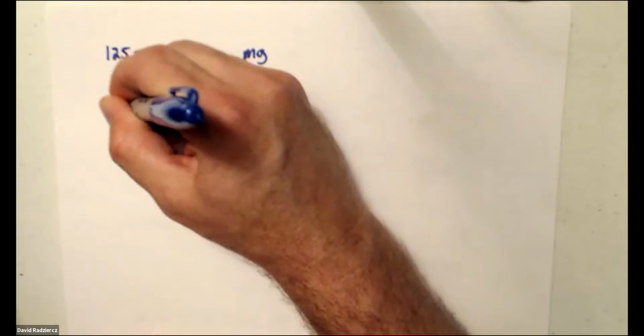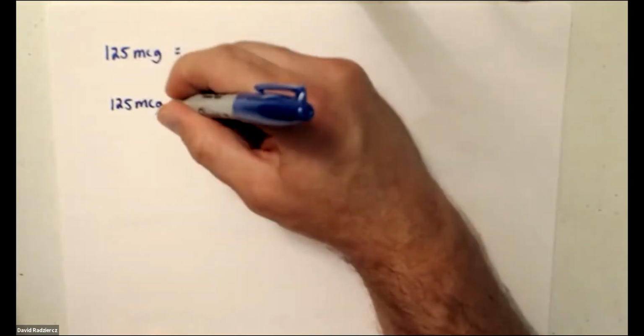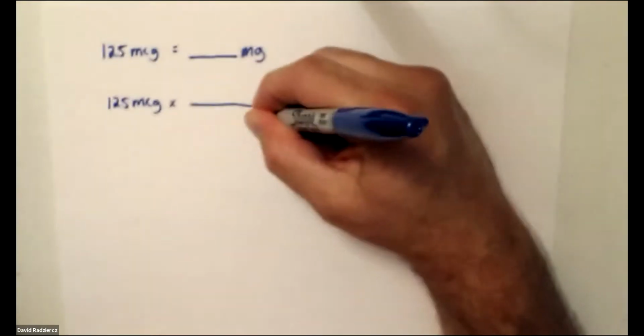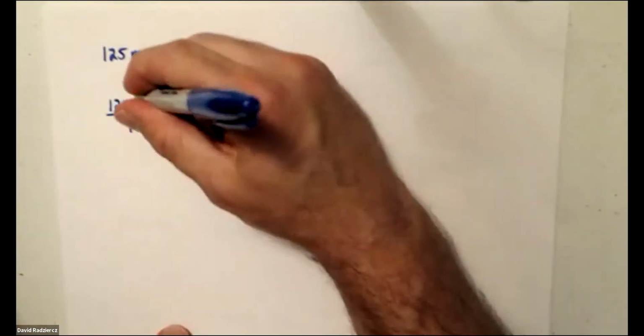So step 1, I have 125 micrograms, but I need to convert micrograms to milligrams. And I already have to know that I can convert micrograms to milligrams. So what do I want? I want milligrams. And what do I have? Micrograms. And that's what I'm trying to get rid of. So basically, I've set up a scenario here, and you can put that over 1 if you want to, where micrograms will be eliminated, and milligrams will be what's left over, which is exactly what I want to do.